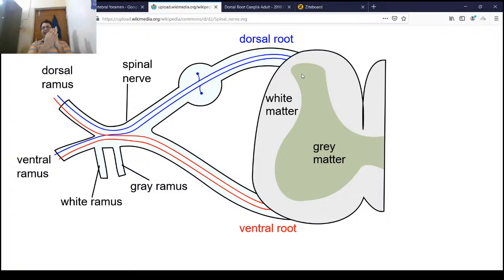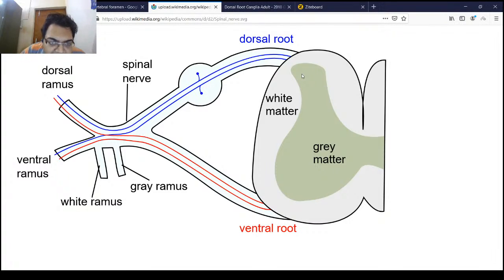So this part is facing my chest. This part is facing my back. So this part will be known as the anterior part or the ventral region. This part, the backward part, will be known as the posterior region or the dorsal region. Okay, so that is known as the dorsal root.